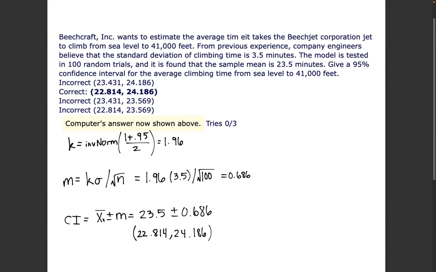So our confidence interval is X bar, which is 23.5, that's our sample mean, plus and minus that 0.686, which is our margin of error. So when you subtract, you get 22.814. And when you add, you get 24.186.